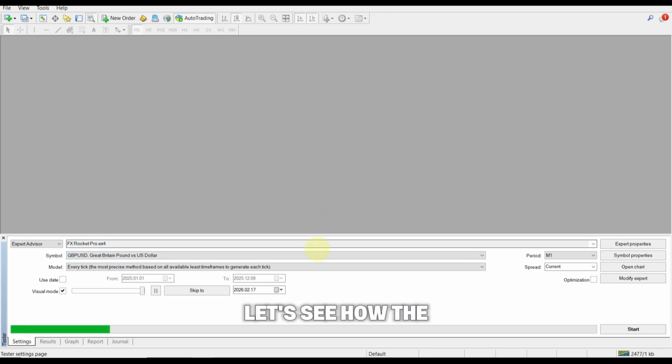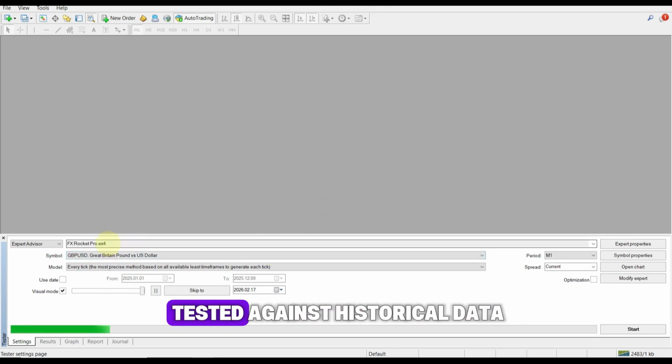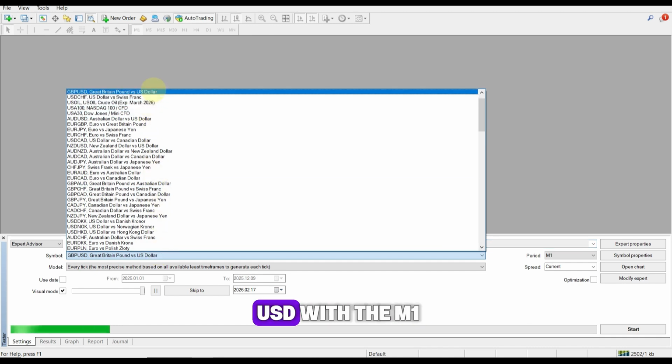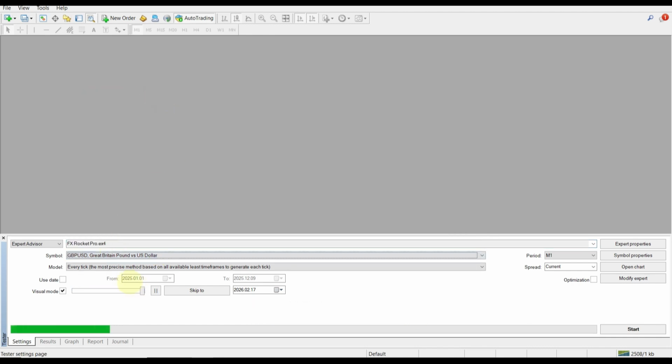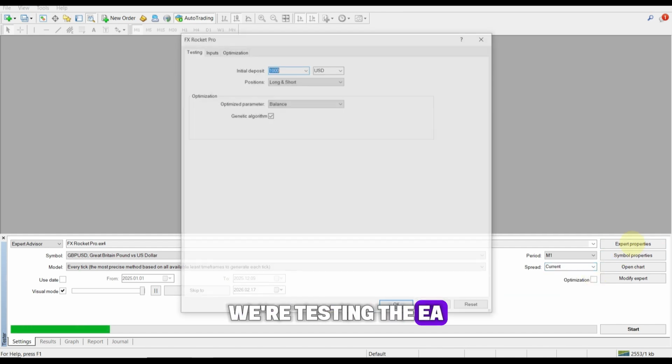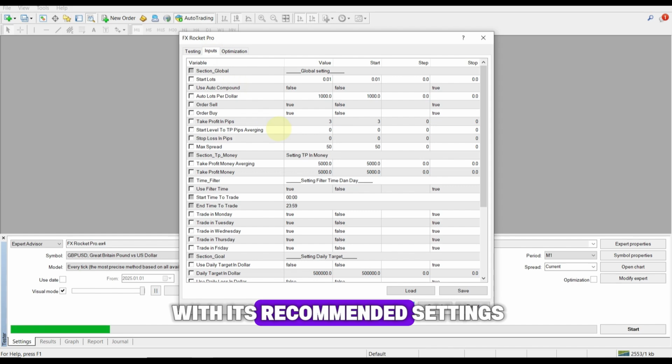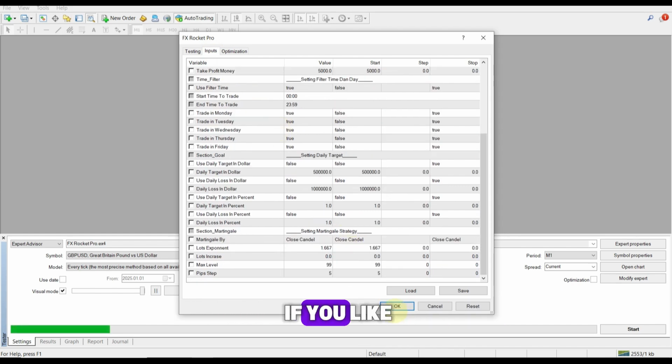Let's see how the FXRocket delivered results when tested against historical data. We are using GBPUSD with the M1 timeframe. We're testing the AI with a starting deposit of $1,000. We're running the EA with its recommended settings. You can change them if you like.